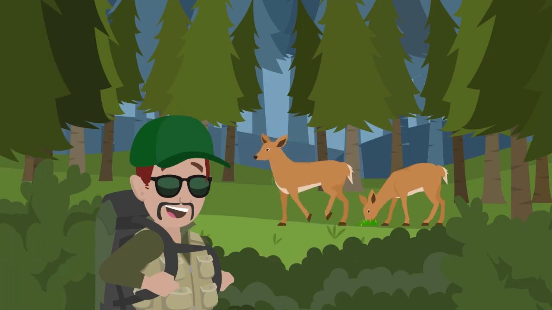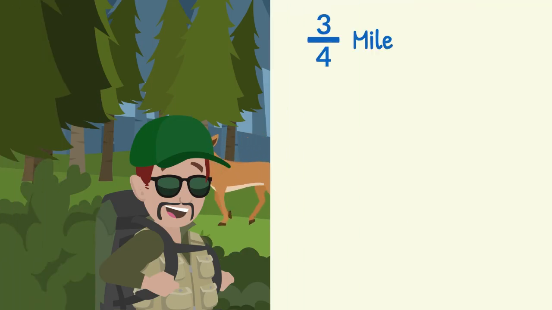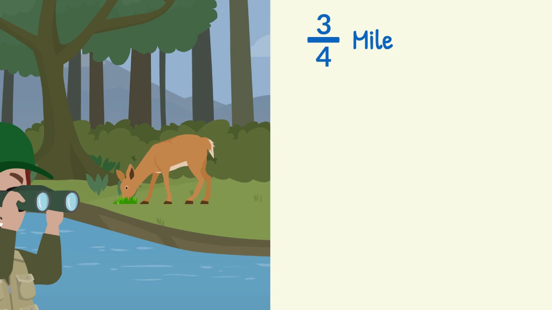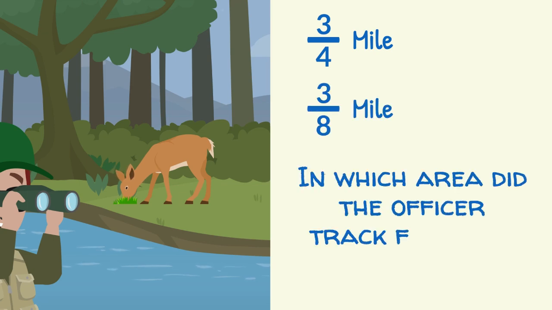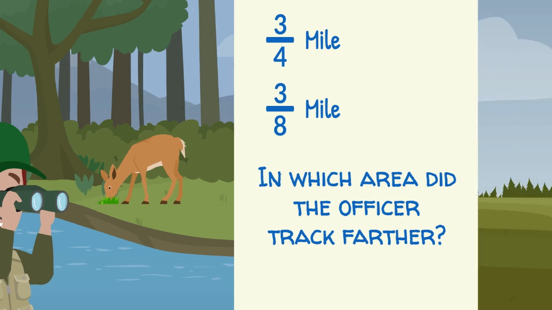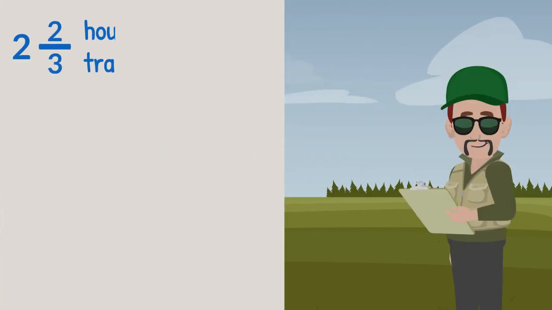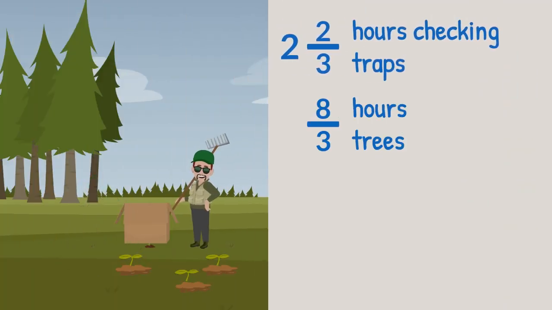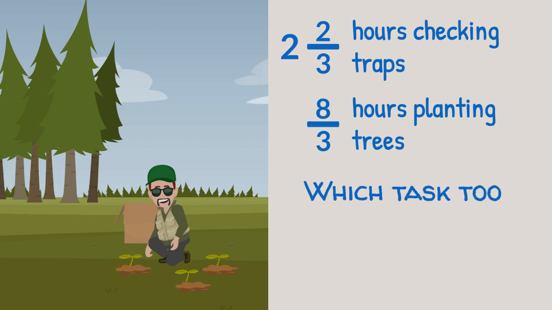Kurt, a wildlife officer, tracked a deer for 3/4 of a mile in one area and 3/8 of a mile in another. In which area did the officer track farther? Kurt spent 2 2/3 hours checking traps and 8/3 hours planting trees. Which task took more time?